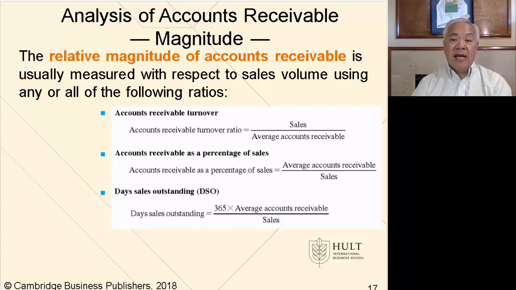What would we like? Well, if you remember 30 days, that's 1 month. So we'd like it to turn 12 times a year. 12 would mean that every month we're collecting. 12 would correspond to a 30-day term scenario.